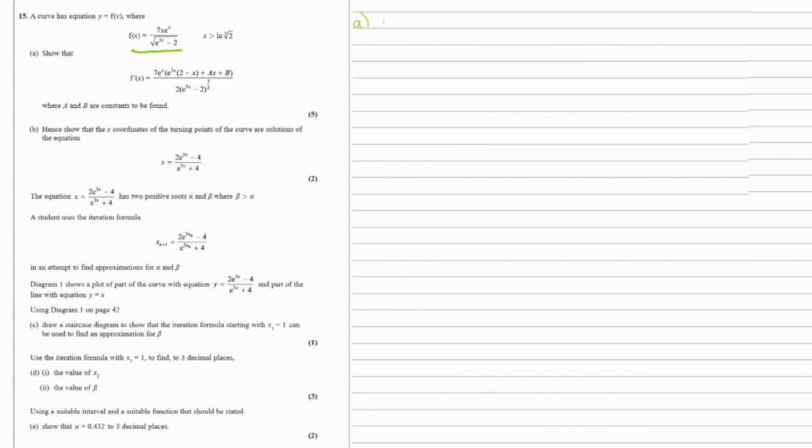So for part A, we are going to use the quotient rule, which is v du/dx take away u dv/dx, everything divided by v squared. So we'll first set our u as 7x e^x and our v as (e^(3x) − 2) to the power half.